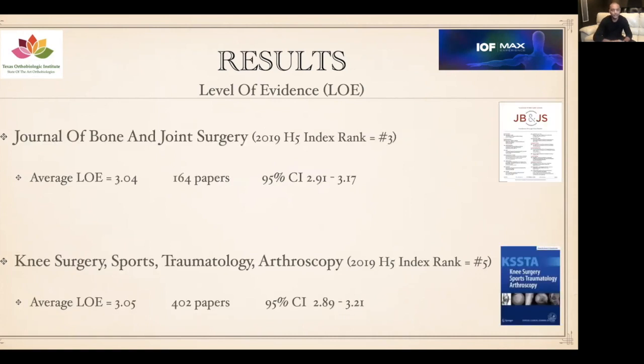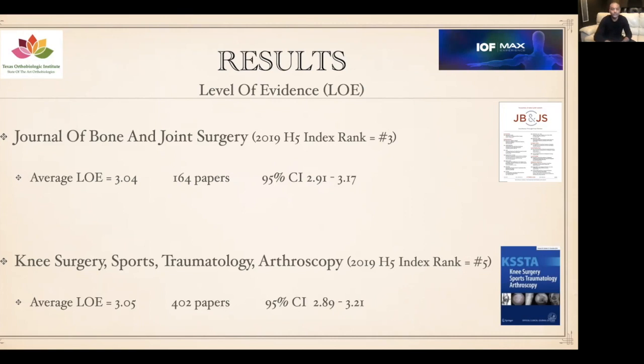JBJS, perhaps the most well-known by name orthopedic journal, was the number 3 ranked journal in 2019. The average level of evidence across 164 papers was 3.04, with a 95% confidence interval of 2.91 to 3.17. Again, very narrow confidence intervals. Most of these papers hovered right around the level 3 evidence in that journal.